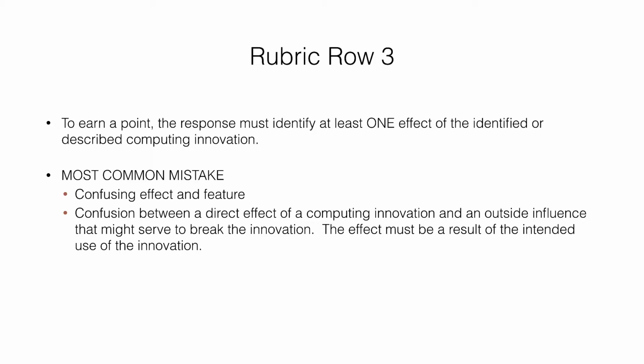So let's talk about row 3 first. At least one effect of the identified or described computing innovation. So this is an effect now. This is how it affects society. The most common mistake kids make is they confuse an effect and a feature of it.